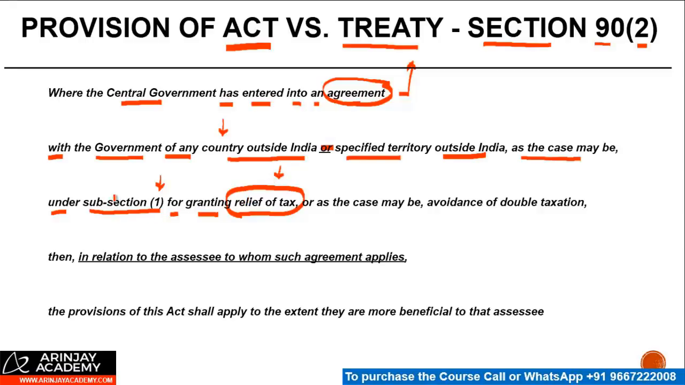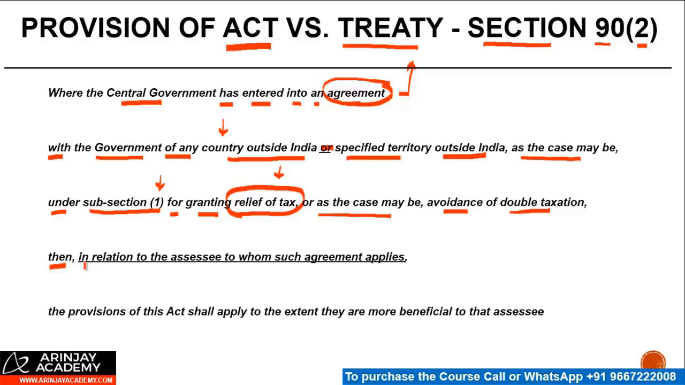Now, relief of tax would be in a situation where, let's say for example, there is an Indian company. It derives income from a foreign country where it has paid taxes, right? Now, if the Indian government taxes it again, there will be double taxation. So the Indian government may actually provide relief from Indian tax on such income which has suffered tax in the foreign country. Or as the case may be, avoidance of double taxation, right? In the same example, if the Indian government were also to tax that income received from the foreign country, there will be double taxation.